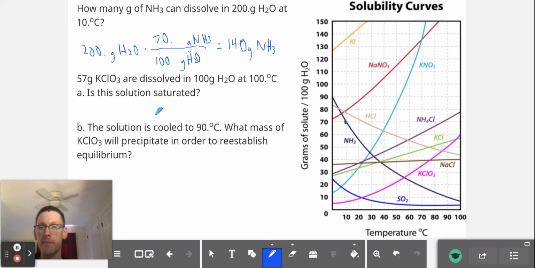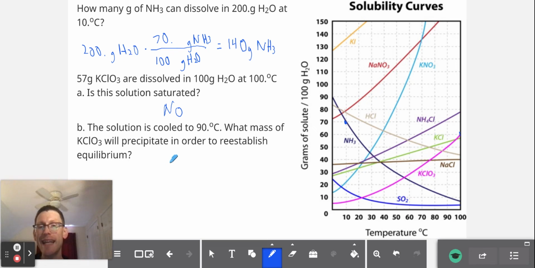Next question: 57 grams of KClO3, potassium chlorate, are dissolved in 100 grams of water at 100 degrees Celsius. So that would be right here. Our solubility curve would be right here. Is this solution saturated? Well, looking at it, I see that I'm going to call this 60 grams of KClO3 can dissolve in 100 grams of water at 100 degrees Celsius. So since we only have a solution with 57 grams of KClO3, there's still room for 3 more grams. So this is unsaturated.